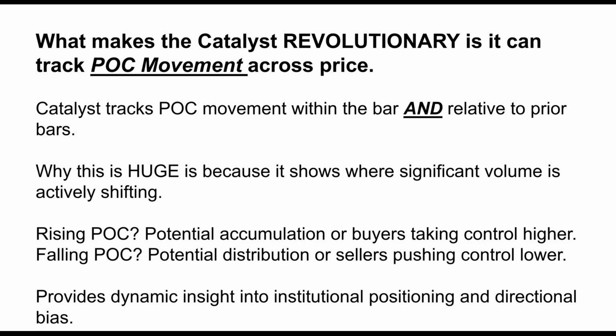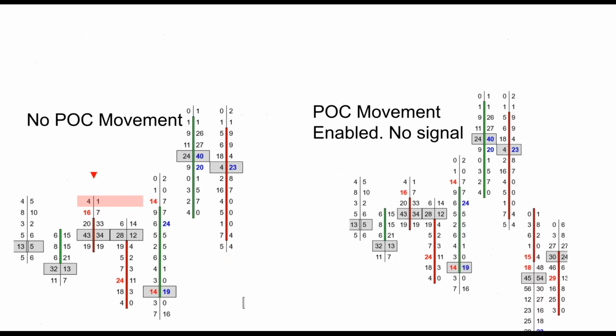And why this is huge is because it shows where significant volume is actively shifting. If you have a rising point of control, you have potential accumulation or buyers taking control higher, right? That's why it's called point of control. It's where the control is in the bar. Falling point of control, potential distribution or sellers pushing control lower. Provides dynamic insight into institutional positioning and directional bias.